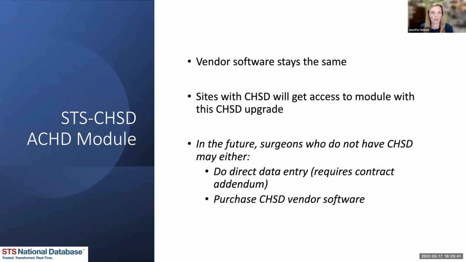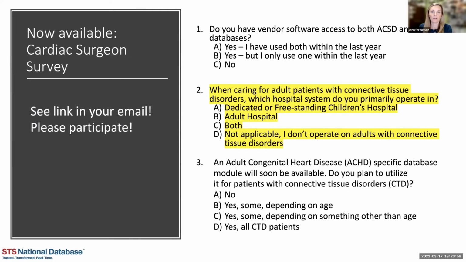However, in the future, there are initiatives to include surgeons who do not currently have the CHSD, and 2 of those potential solutions are presented here. So to help us understand how and why programs are currently reporting certain adult case types to one registry or the other, the CHSS and the STS have partnered to distribute a survey for congenital and adult cardiac surgeons. So you should look for that in your inbox now.